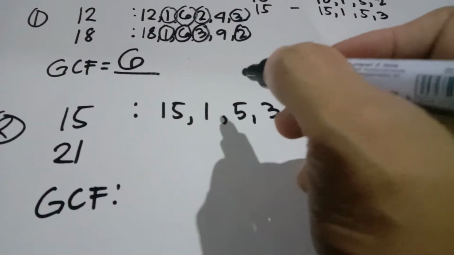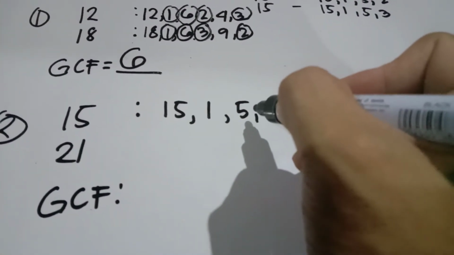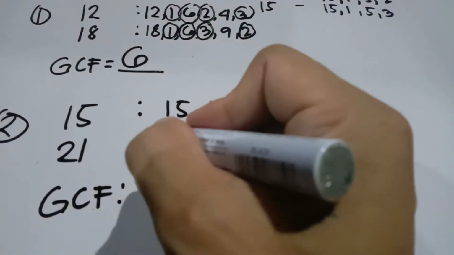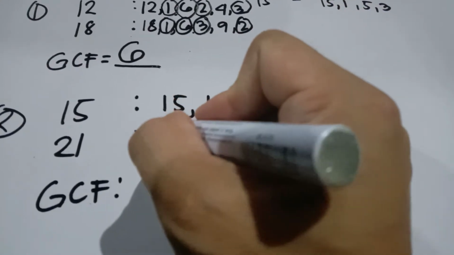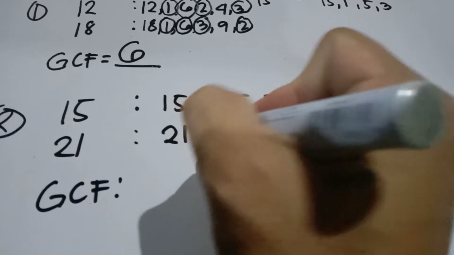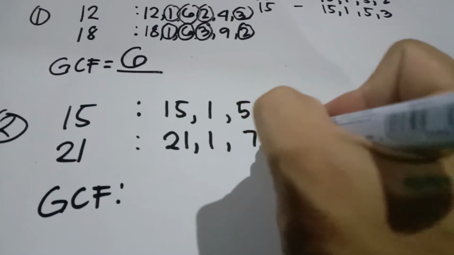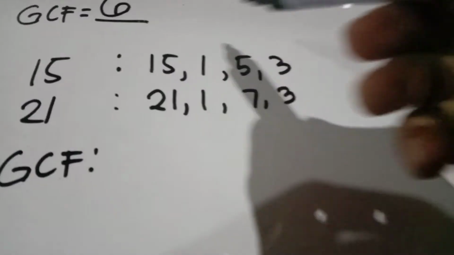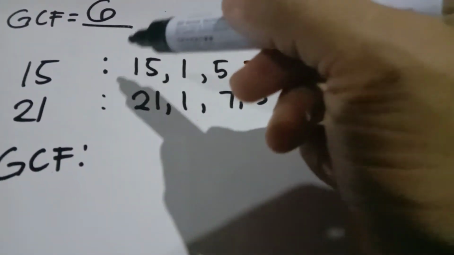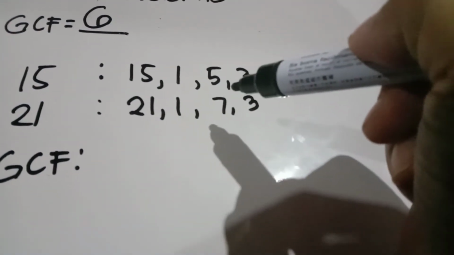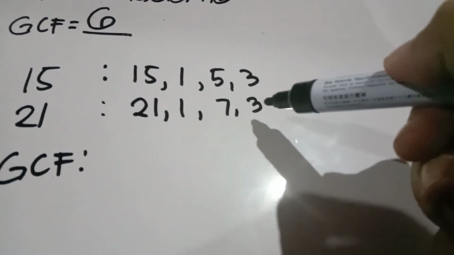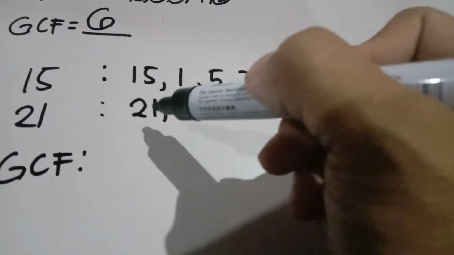So, merong 4 na factors ang 15. So, 15 and 1, 5 and 3. How about 21? What are the factors of 21? So, 21 times 1. What else? 7 times 3. Now, out of these factors that we have here, double check muna natin kung meron bang nakaligtaan. So, si 21, times 1, 7, and 3. So 4 lang din ang factors ng 21.